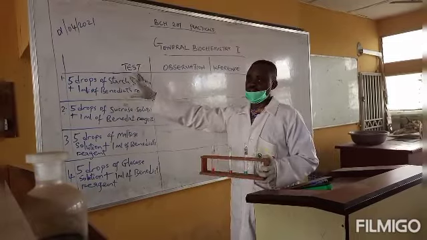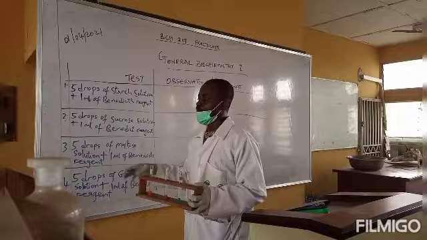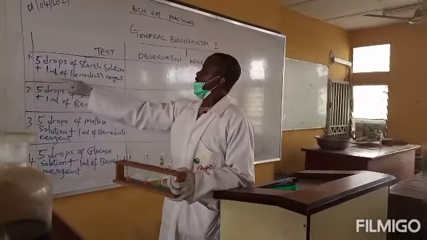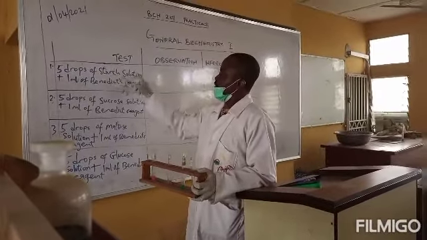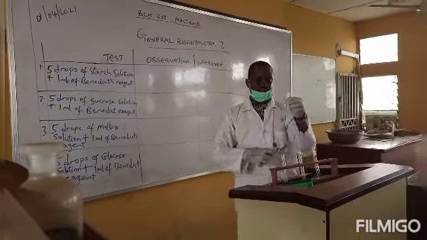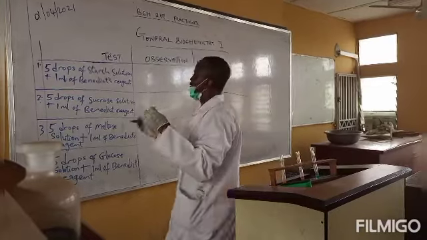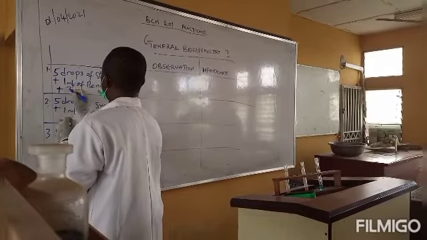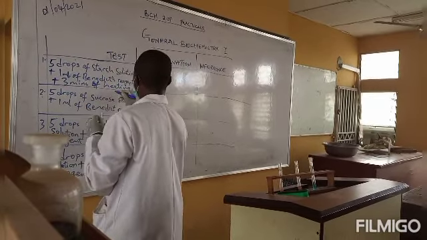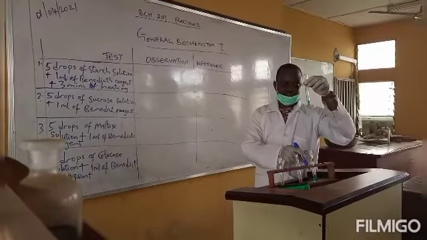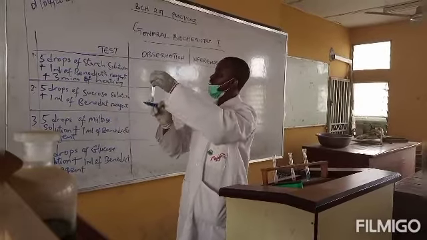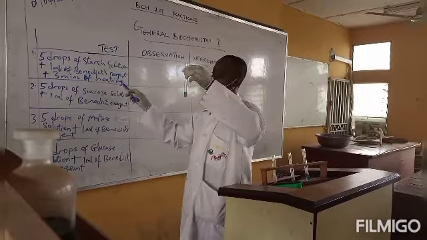The test you carry out, you put it here. The test is for starch: 5 drops of starch solution plus 1 ml of Benedict reagent. This is what it gives us. In this test tube, I have 5 drops of starch solution, 1 ml of Benedict reagent, plus 3 minutes of heating. And at the end of the day, this is what we have. So when you prepare your test and carry out the procedure, 5 drops of starch solution in the test tube, plus 1 ml of Benedict reagent, and plus 3 minutes of heating, you have this.